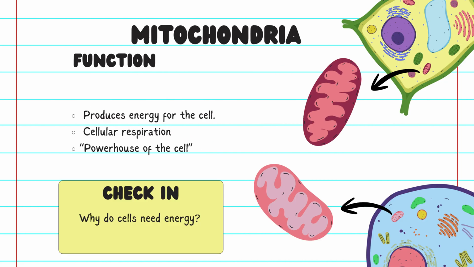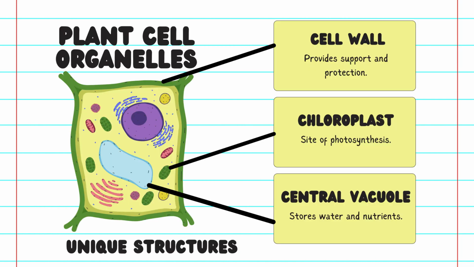Mitochondria. What is the function of the mitochondria? It produces energy for the cell. The cellular respiration. Powerhouse of the cell. Check in. Why do cells need energy? Plant cell organelles. It has a unique structure. The cell wall provides support and protection. Chloroplast, site of photosynthesis, central vacuole, stores water and nutrients.